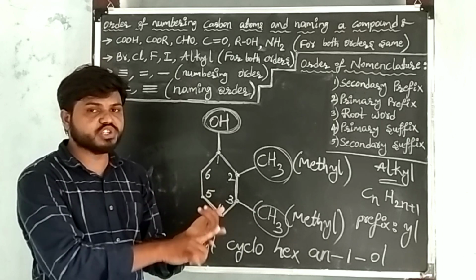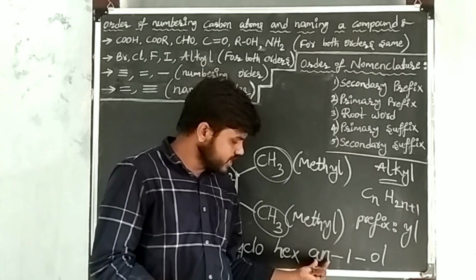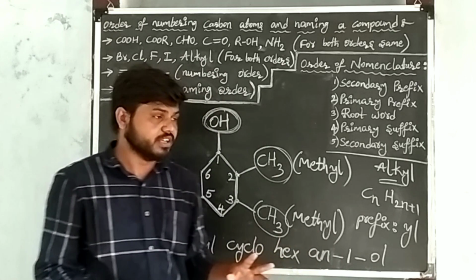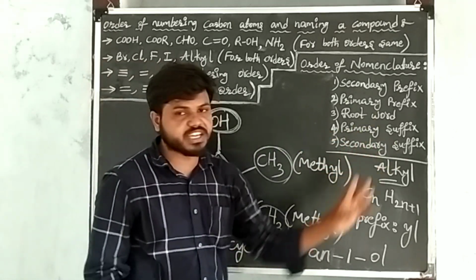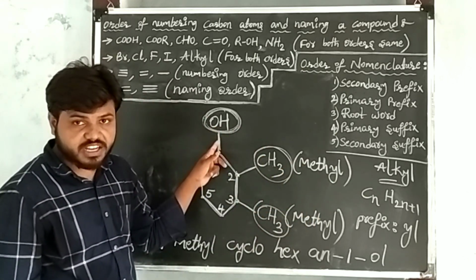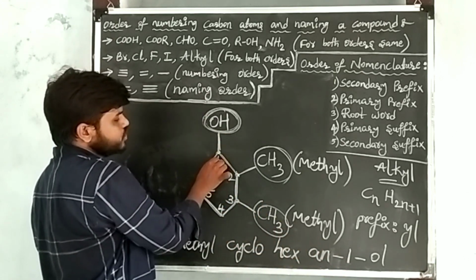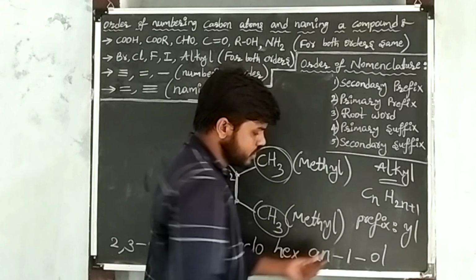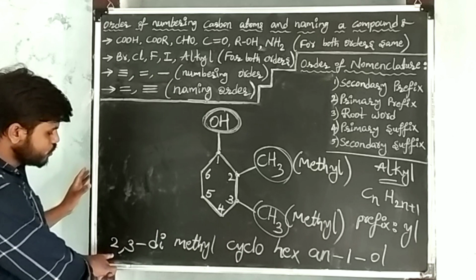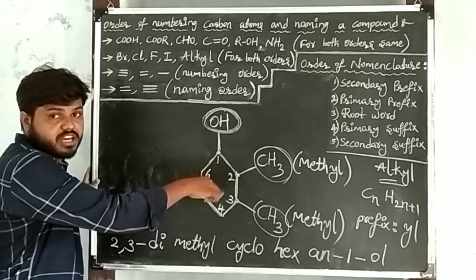After writing the root word, go to the primary suffix. Primary suffixes are single bonds, double bonds, triple bonds. Between every two atoms, single bonds are present. Write the suffix of the single bond, that is an. No need to take this e because a functional group is there. The primary suffix is completed. Go to the secondary suffix. Secondary suffixes are functional groups. One functional group is there, that is alcohol. Write the position of the alcohol first, that is 1, and after writing the position, write the suffix of alcohol, that is ol. Now this is our required IUPAC name: 2,3-dimethylcyclohexan-1-ol is the IUPAC name of the given carbon compound.